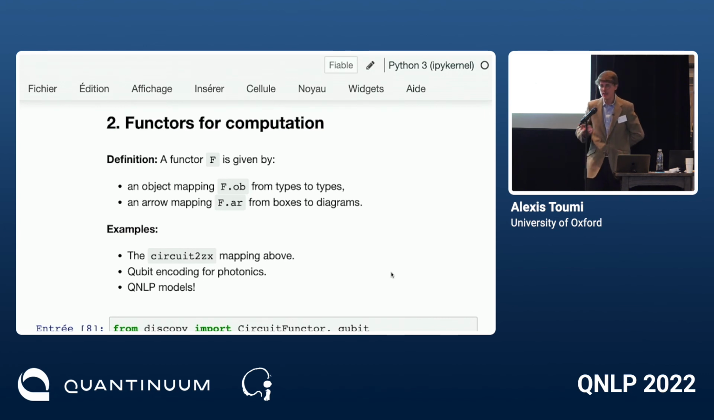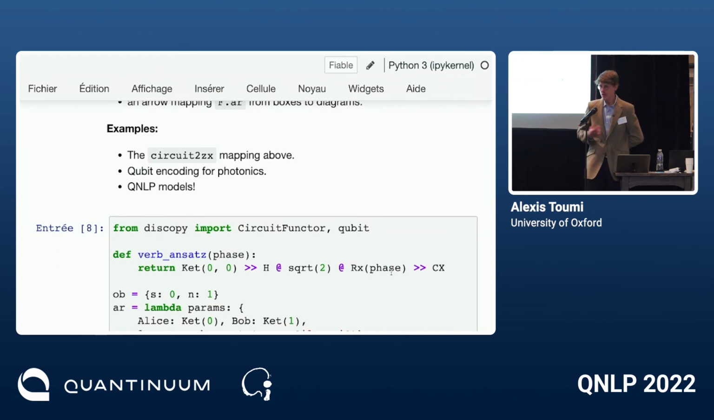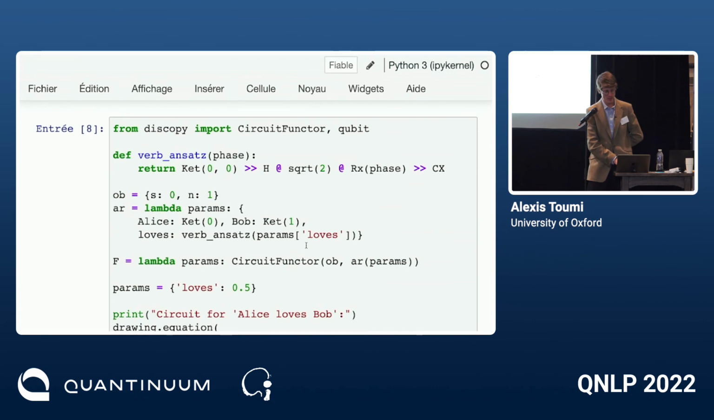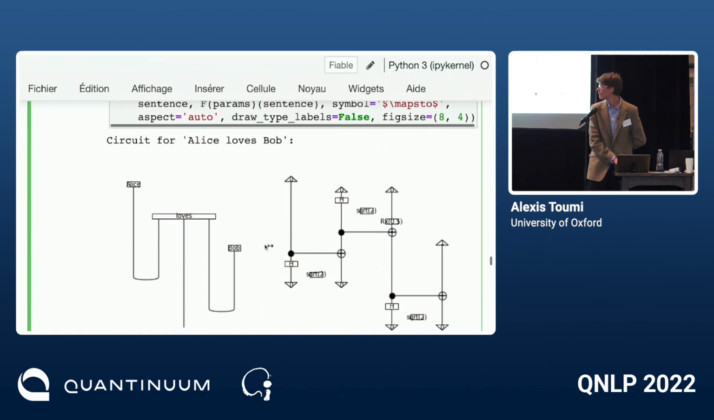And the main example, I guess, the topic of this conference, is QNLP models. And these QNLP models are functors as well. So you take your grammatical sentence, Alice loves Bob, and you send the verb loves to some ansatz. You send Alice to ket 0 and Bob to ket 1. You apply the functor, and you get a little circuit. So this was basically copied and pasted from 3 years ago, the first QNLP conference. And basically, that's what DisCoPy was implemented for, to run these QNLP experiments.